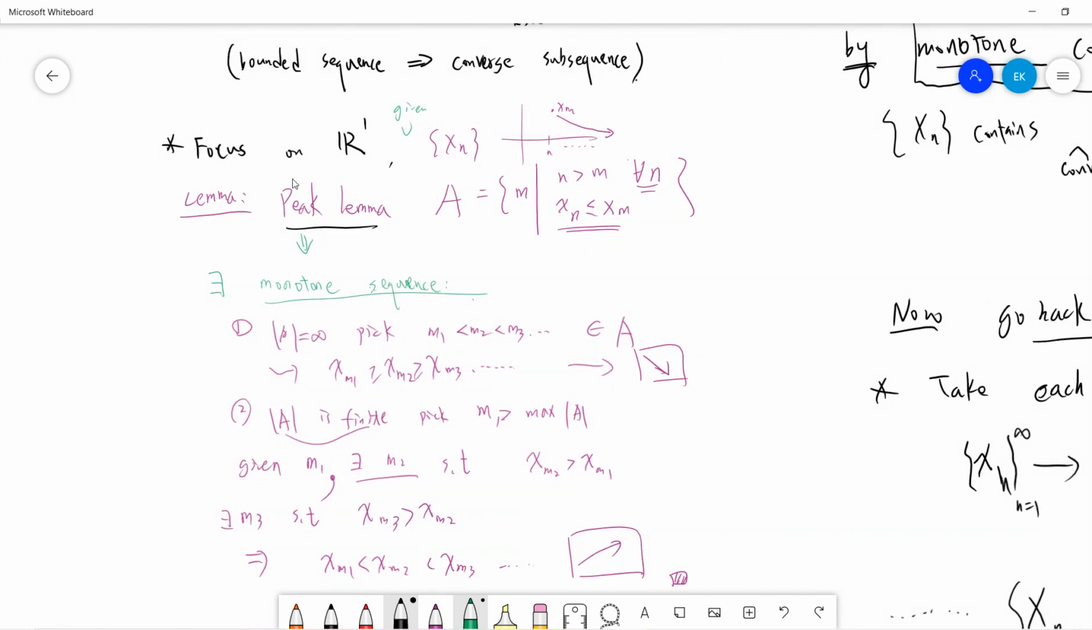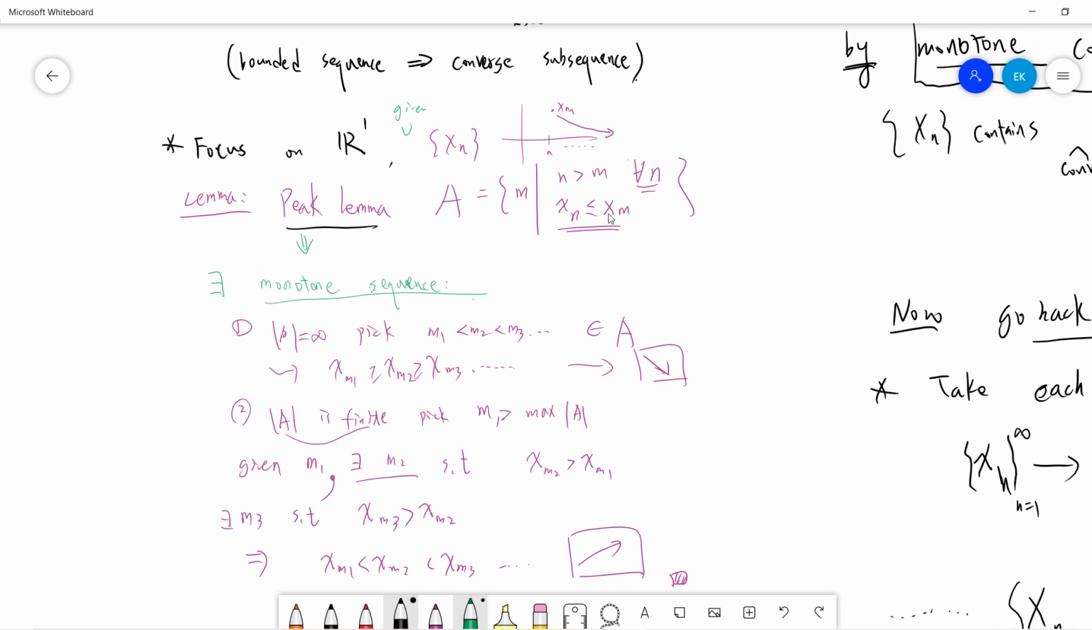But let's focus on the proof. Let's suppose we go to R^1, one dimension. Given x_n, there's a thing called the peak lemma. The peak lemma says that if somebody gives you x_n, which may not be bounded, there's always a monotone subsequence. Basically, you can always pick some of the terms such that they're all monotone, all increasing or all decreasing.